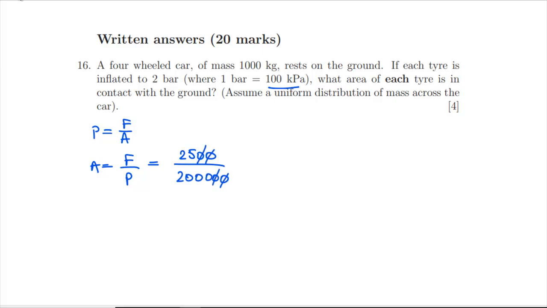Cancel a couple of zeros top and bottom. So we've got 25 over 2,000. So that's going to be 20 times 4, 1 over 80. 1 over 80 is 100 over 80 times 10 to the minus 2, which is equal to 1 1/4. 1.25 times 10 to the minus 2 meters squared. Right, so that's a nice start.